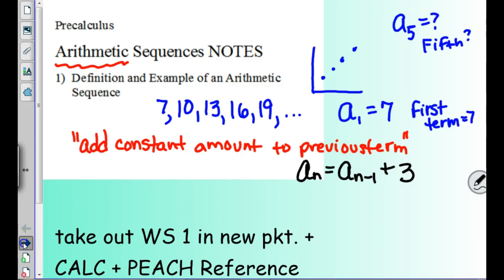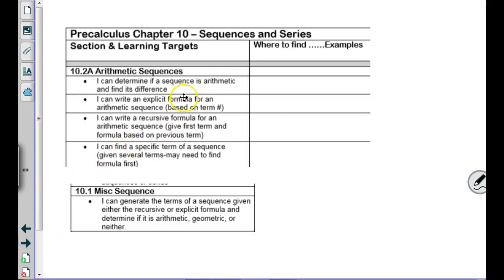All right, so our learning targets today: decide if it's arithmetic and find the difference, write an explicit and recursive, and I'm going to define those in a second, and given a specific term, find another term.